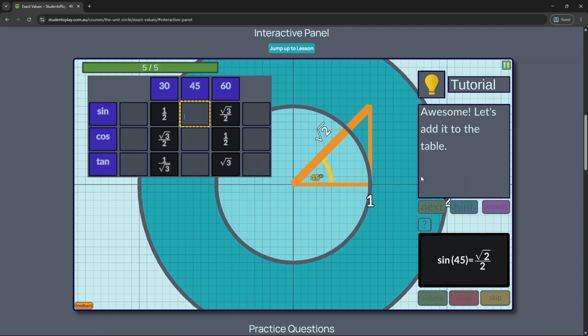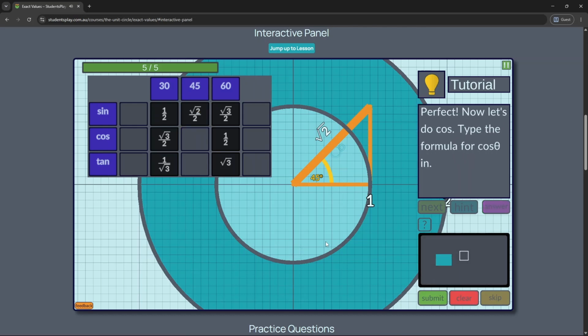Awesome, let's add it to the table. So square root of 2 over 2. We've got to make sure we're outside of the square root and then go over 2. So use the right arrow key to get out of it. And then press enter. Perfect, now let's do cos.